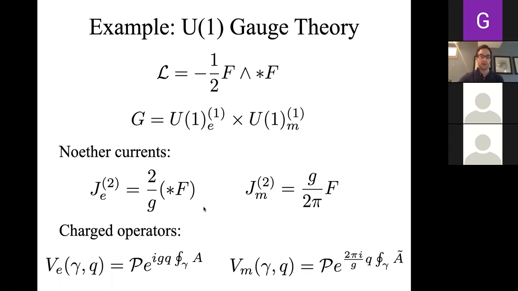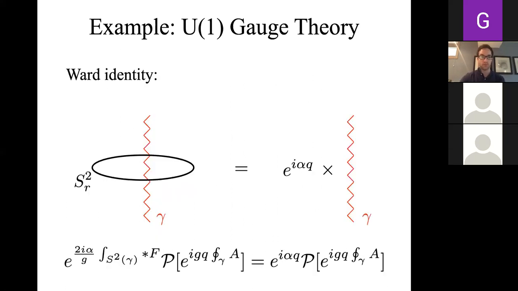These are one-form symmetries, so that their charged operators are supported on manifolds of dimension 1. They're nothing but the Wilson lines and the 't Hooft lines, respectively. Pictorially, concentrating from here on out on the electric one-form symmetry, I can take a Wilson line, surround it by one of these symmetry generators, which is given more explicitly by the integral of the Noether current. This is equal to the Wilson line I started with times this phase, which again depends on both alpha, the element of the group, and Q, the charge of the Wilson line.